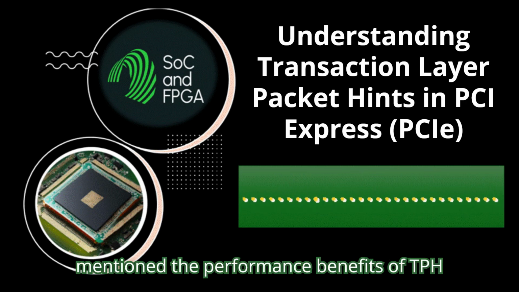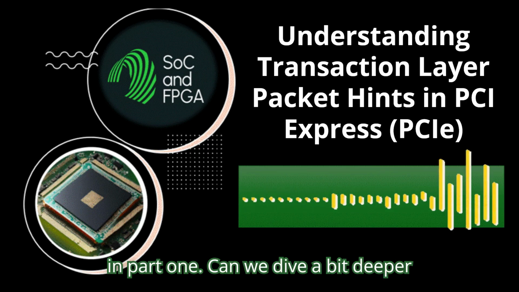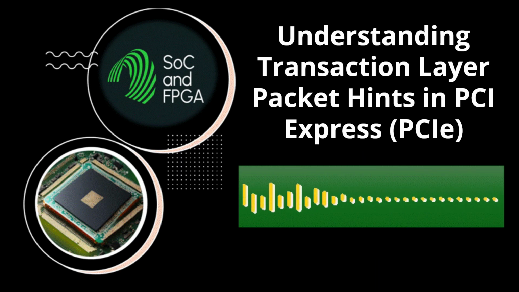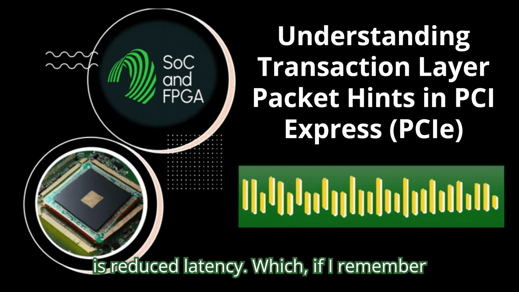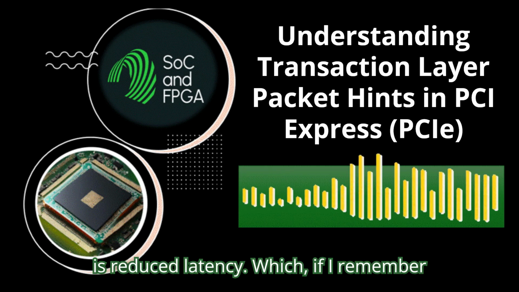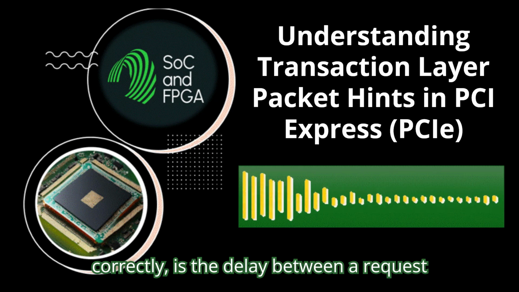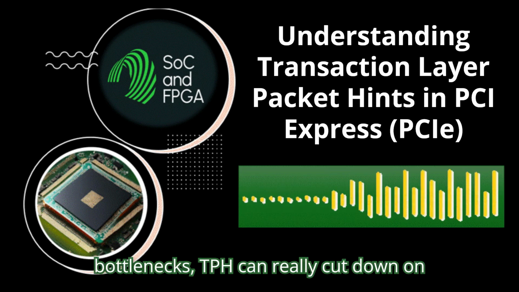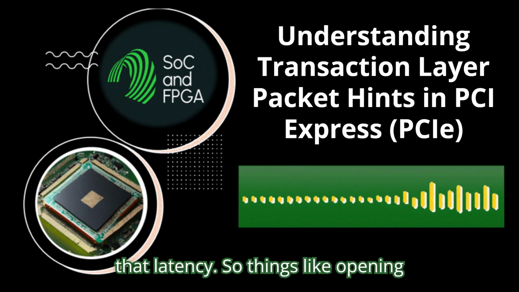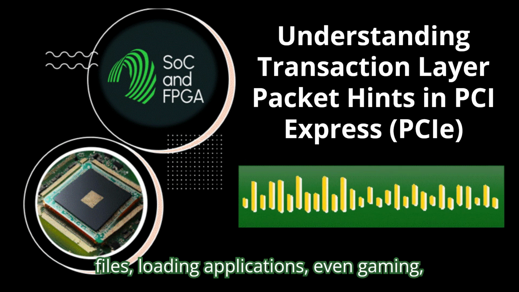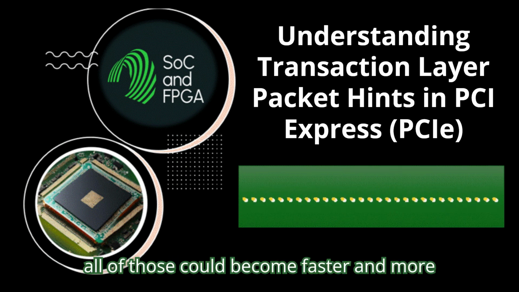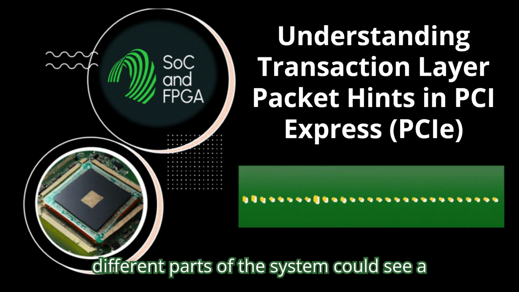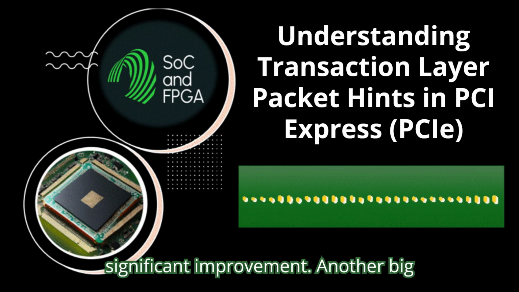You mentioned the performance benefits of TPH in part 1. Can we dive a bit deeper into what those benefits actually look like in real-world use? Of course. One of the most noticeable improvements is reduced latency. Which, if I remember correctly, is the delay between a request and a response. That's right. By making data flow better and removing bottlenecks, TPH can really cut down on that latency. So things like opening files, loading applications, even gaming, all of those could become faster and more responsive. Exactly. Any task that involves transferring data between different parts of the system could see a significant improvement.